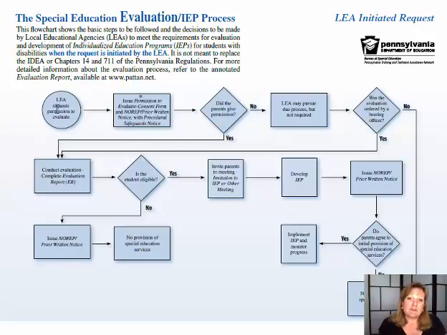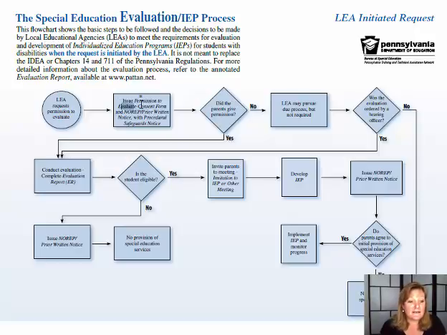In terms of when a child is struggling, and they've been struggling for a long period of time, and we've tried all kinds of interventions with them, and nothing seems to really be working satisfactorily, we start here, with this circle, where the LEA, which is the local education agency, or the school district, requests permission to evaluate. They request permission from the student's parent. If the parent does not give written permission to evaluate the student using a psychoeducational evaluation, then there's no way the school district can move ahead with the evaluation.